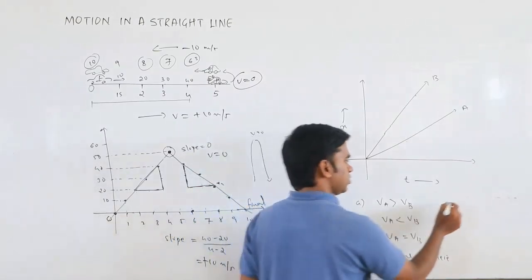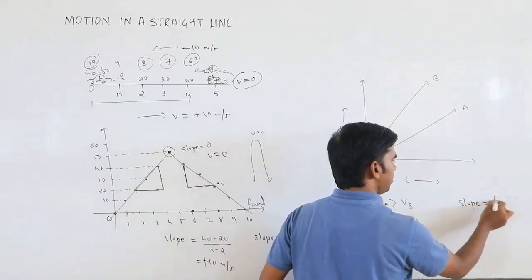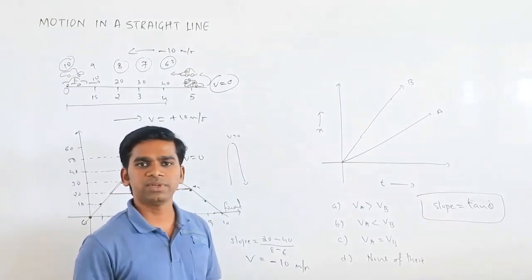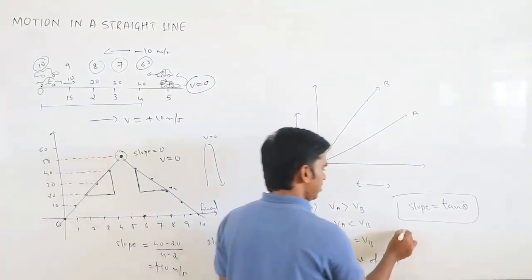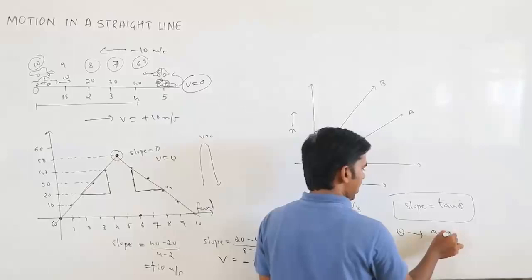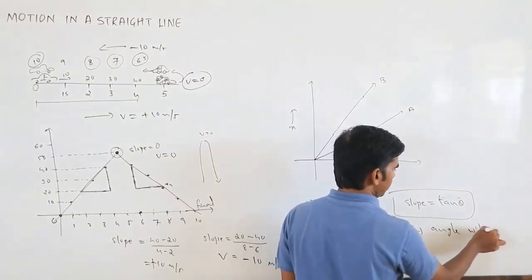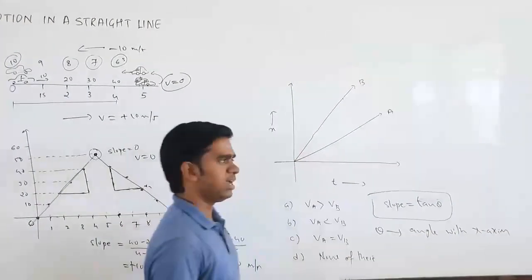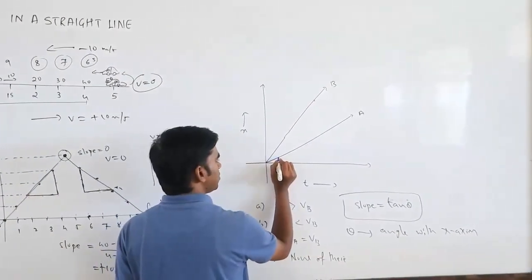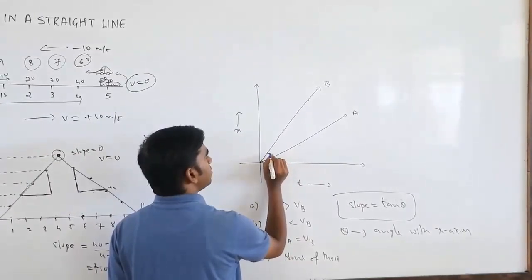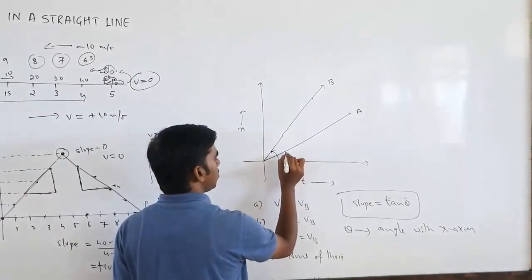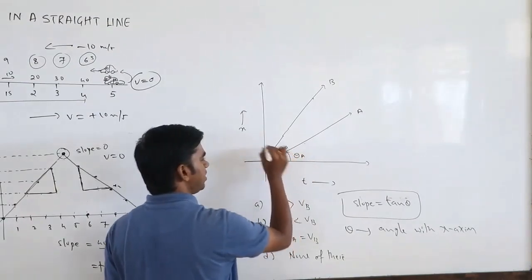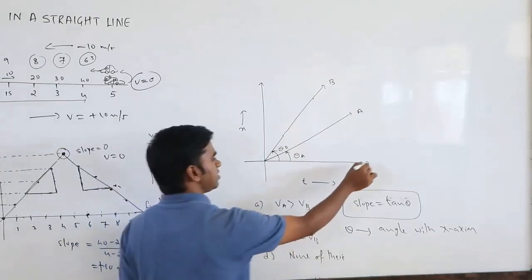What is that? Slope is equal to tan theta. Have you remembered this one? Slope is also equal to tan theta. What is theta here? Theta is the angle made by the curve with the x-axis. That means this is the angle of B and this is the angle of A, from the x-axis to here. This is the x-axis.